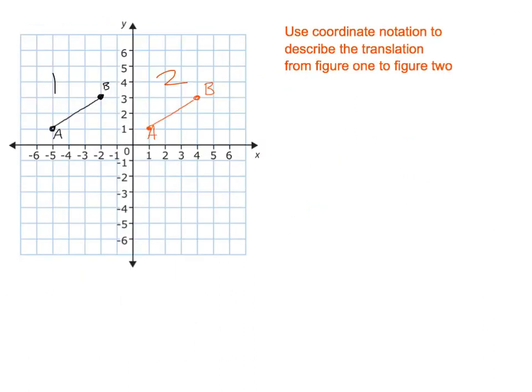All right, so one more. I want you guys to pause the video and try this on your own. I want you to use coordinate notation to describe the translation from figure 1 to figure 2. So take a second and try that, and then see how you do.